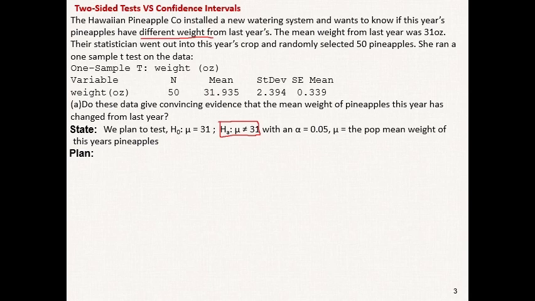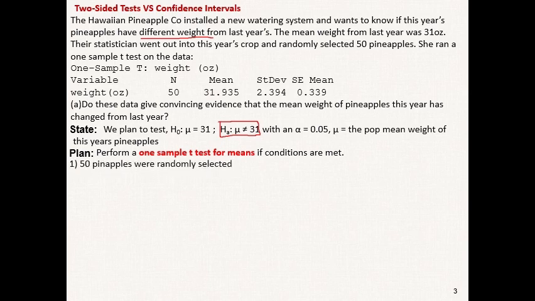All right, the plan. Again, what is your inference procedure and your 3 conditions? Write those out. Pause the video if you want. All right, so we do a 1 sample t-test for means. Remember that the calculator calls it just a t-test, but we want to say a 1 sample t-test for mu, or for means. And then what are the conditions? We selected 50 random pineapples. We have to assume that this year's crop is more than 500 pineapples.